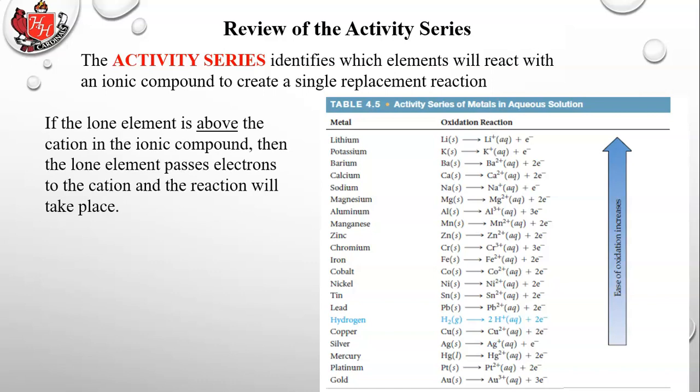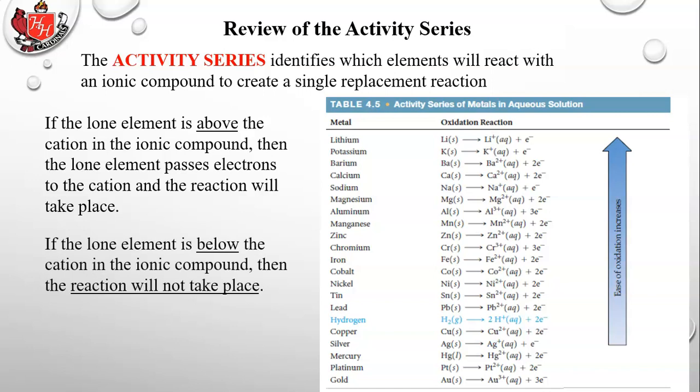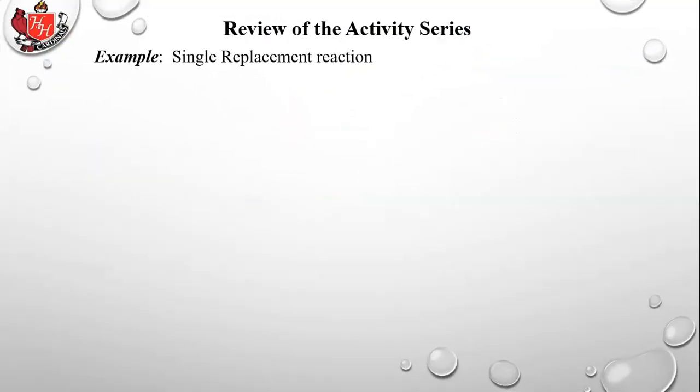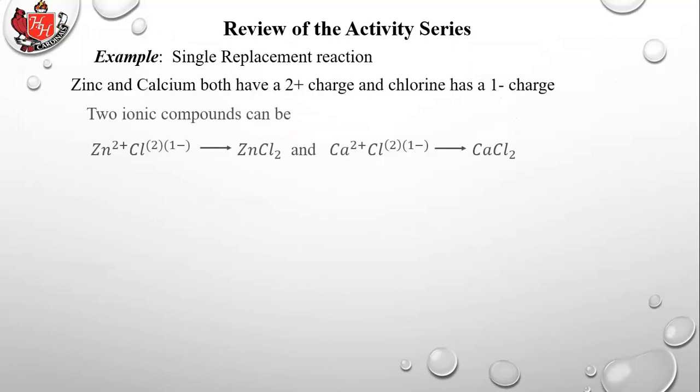If the lone element is above the cation in the ionic compound, then the lone element passes electrons to the cation and the reaction will take place. If the lone element is below the cation in the ionic compound, then the reaction will not take place. So you'll see an example of that here in just a minute. So this is a single replacement reaction.